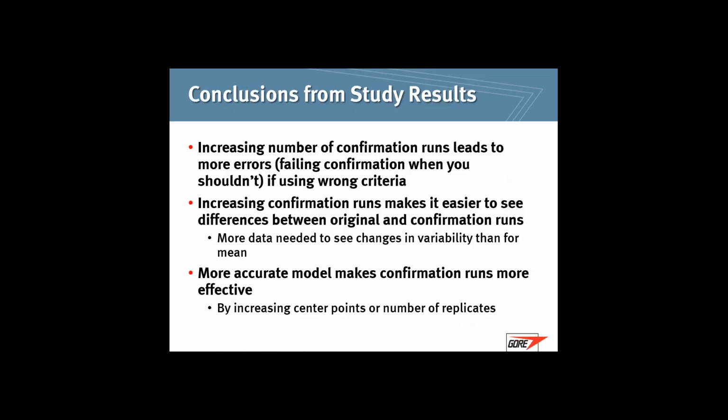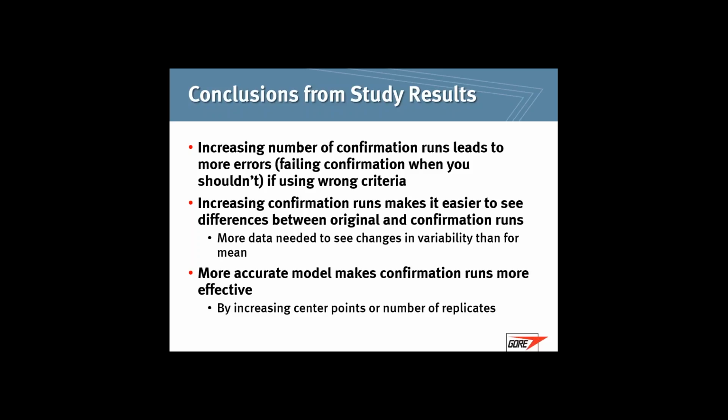So the conclusions from the study are that you should increase the number of confirmation runs and use the right criteria for assessing them. If you increase the confirmation runs and use a prediction interval for a single future observation, you're going to fail, almost guaranteed. Right? Increasing the number of confirmation runs makes it easier to detect the differences that could be in there. You are going to need more data to detect differences in variability than you would in a mean.